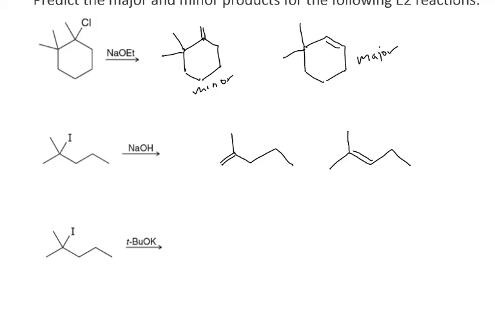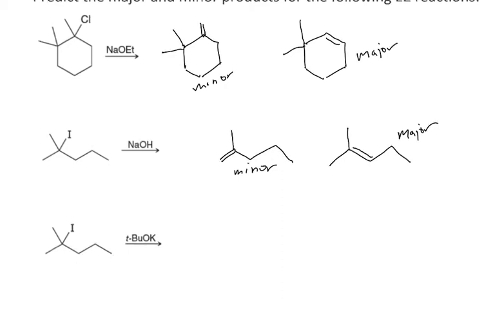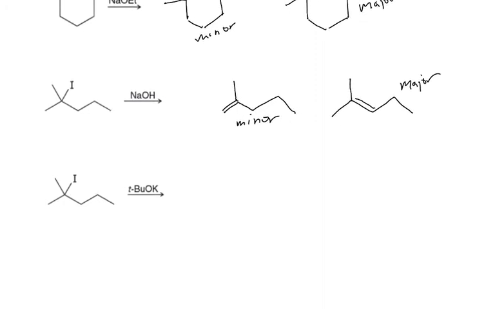All right, and now in this case, I have, again, di-substituted versus tri-substituted, and so I would expect this to be my major product and this to be my minor product. All right, and then our third example, we have the same alkyl halide, and so we have the same two options.